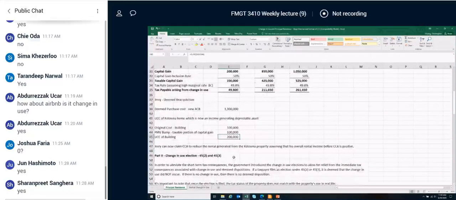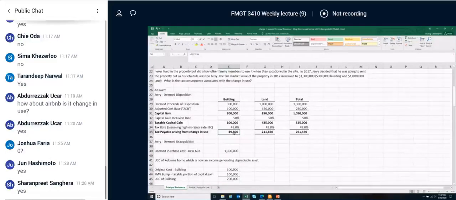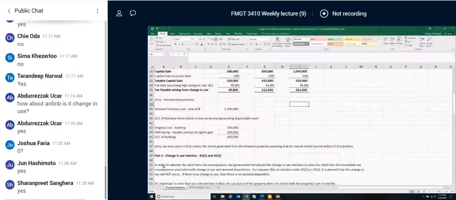Okay, so now the question is, okay, government, here's a scenario. I've got a $261,000 tax bill from changing the use. That seems really prohibitive. Is there anything we can do to get some relief? And the government said, we're going to introduce what we call change in use elections. Okay, so 45(2), 45(3) says where you have a change in use, you can file these elections. And here's the key. We are going to pretend, okay? We are going to pretend the change in use didn't occur.